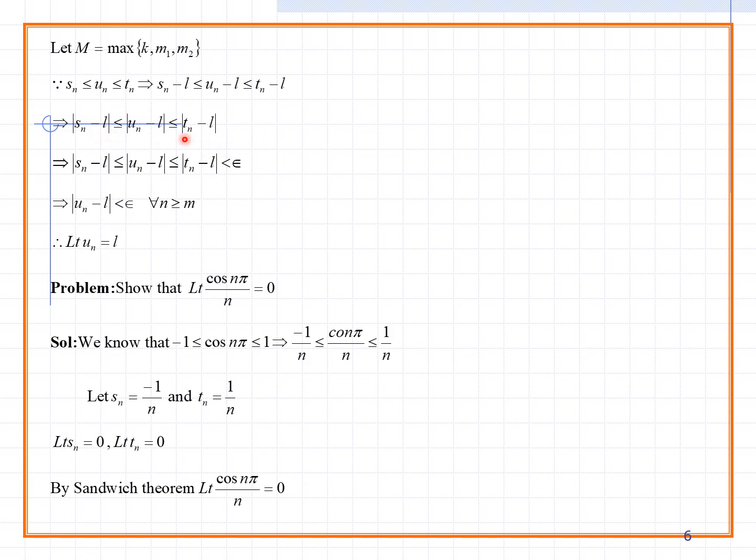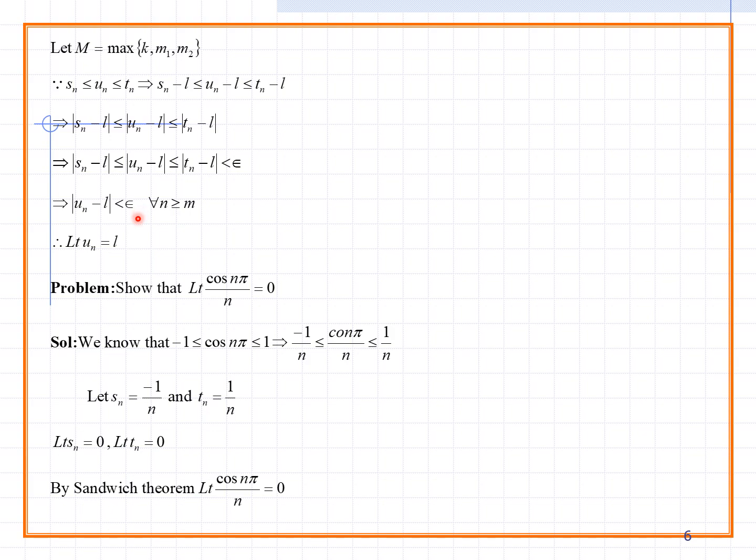Once it looks like the convergence property, modulus Sn minus L is less than epsilon, and the same for each sequence. So modulus Sn minus L is less than epsilon, modulus Tn minus L is less than epsilon, and automatically modulus Un minus L is also less than epsilon. Therefore limit Un equals L: for each epsilon greater than 0, there exists m belonging to Z plus such that modulus Un minus L is less than epsilon for all n greater than or equal to m. So by the limit property, limit n tends to infinity of Un equals L. Simply, Sn is convergent, Tn is also convergent, so automatically Un is also convergent. So this is the sandwich property.